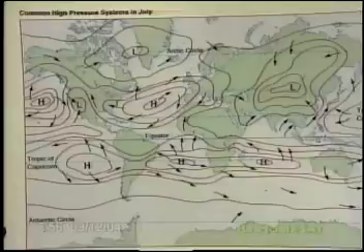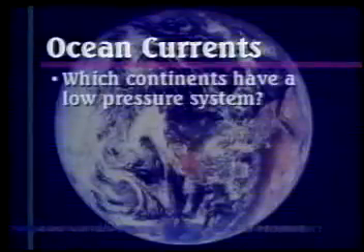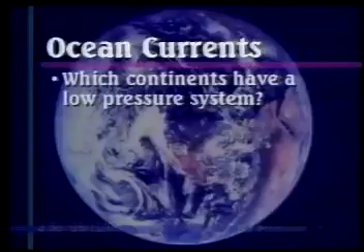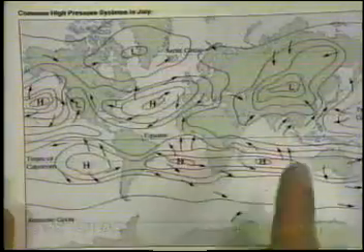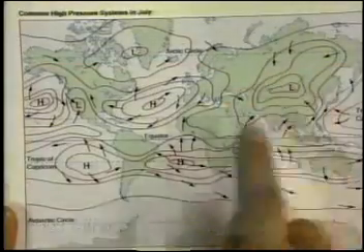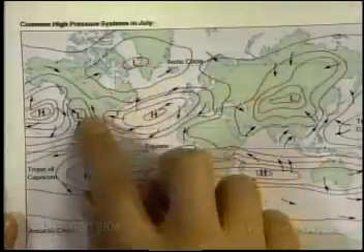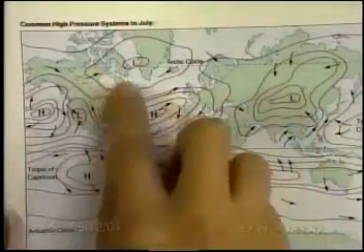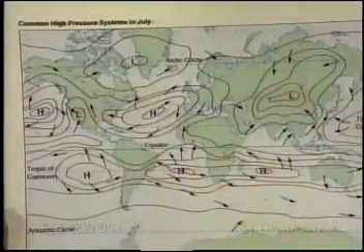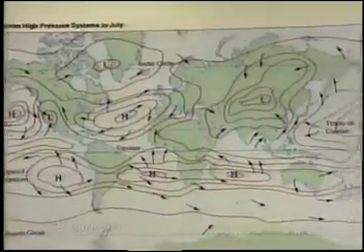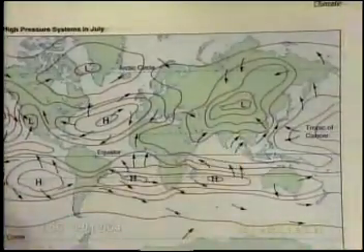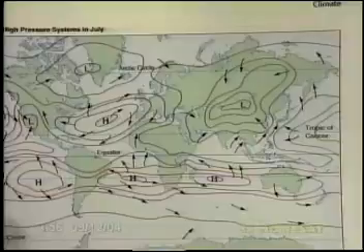All right, which continents have a low pressure system? Actually, it's clear to see the one in Asia, but there are two that are near North America, so these are considered to go with North America. Part of the low pressure system is indeed over North America. Let's look at the one, since this one's easy to see, right on the continent of Asia. We'll use it as an example.